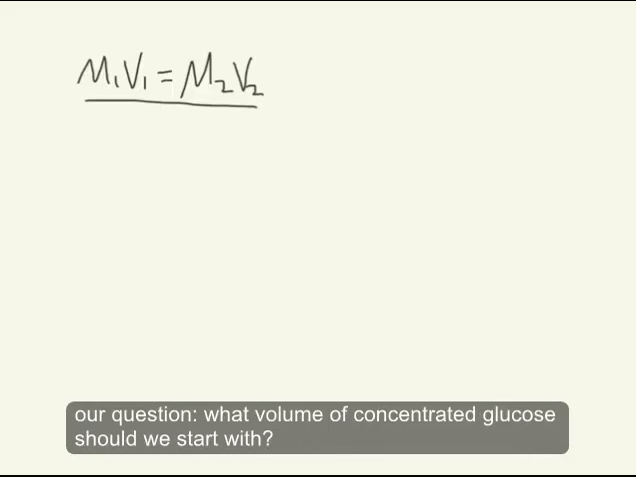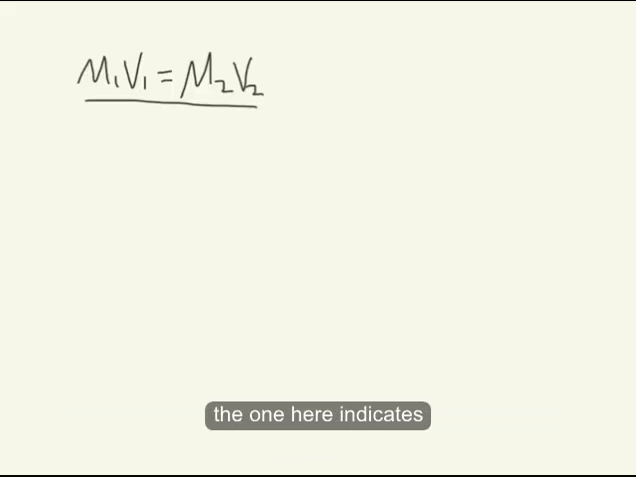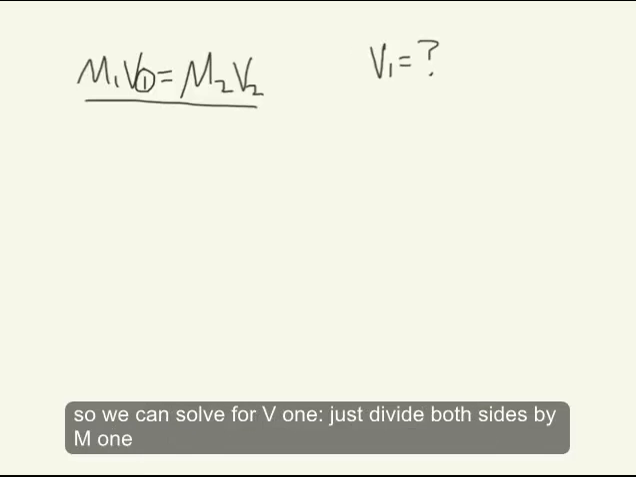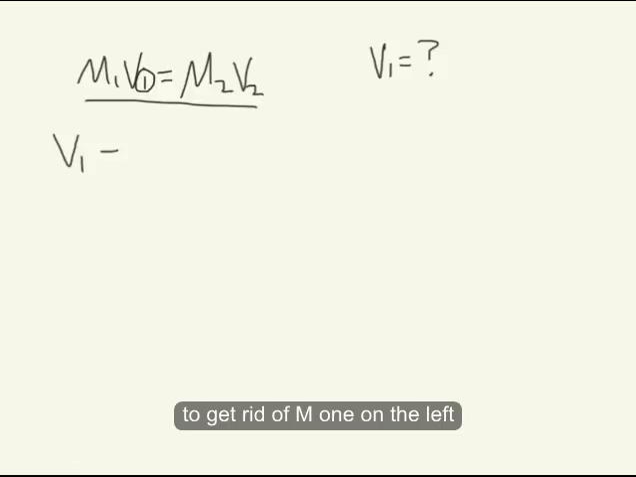What volume of concentrated glucose should we start with? Well, the 1 here indicates this is the starting volume. So this is what we want to find out. So we can solve for V1. Let's just divide both sides by M1 to get rid of M1 on the left. And it appears on the right.